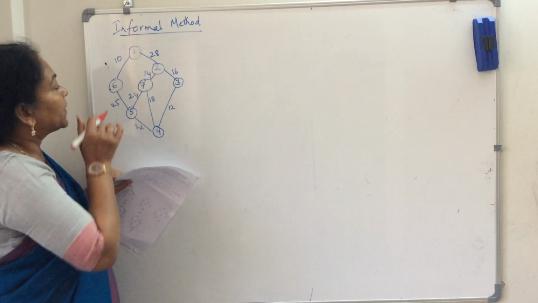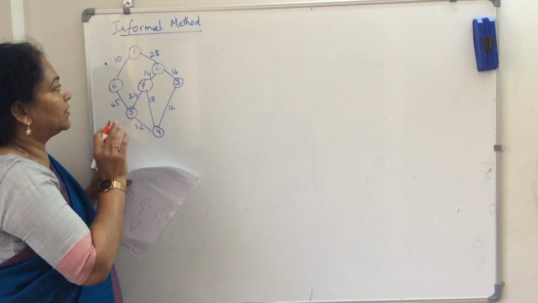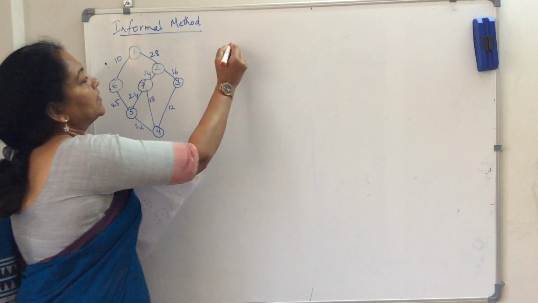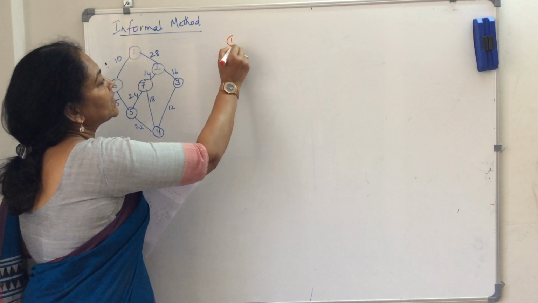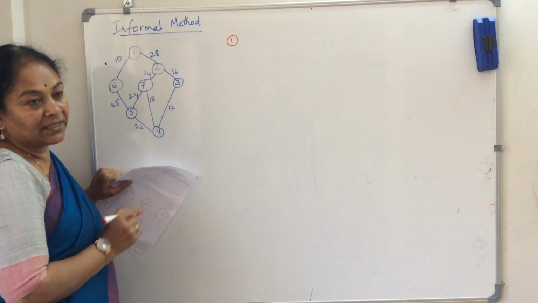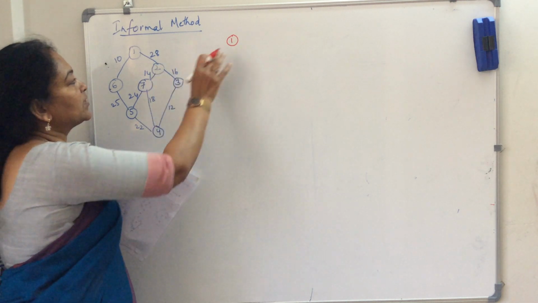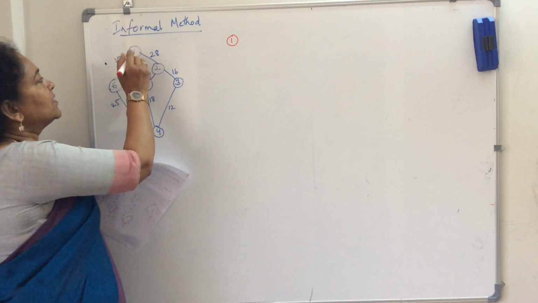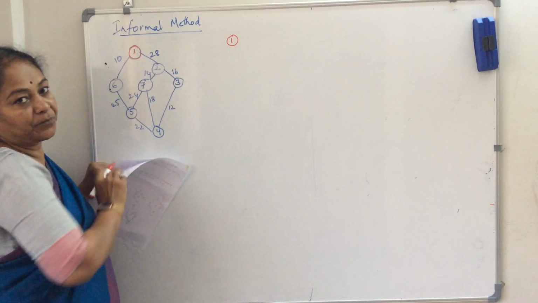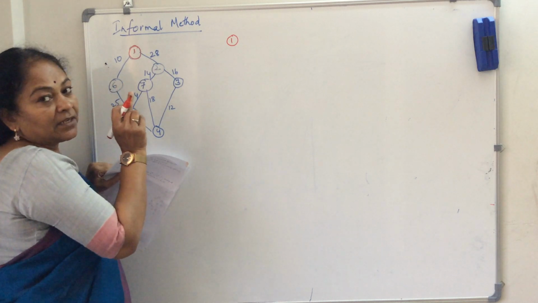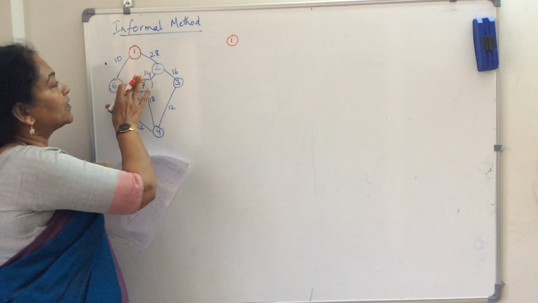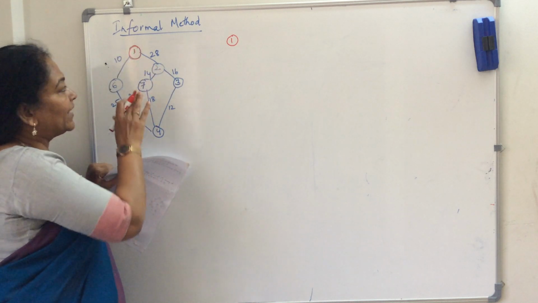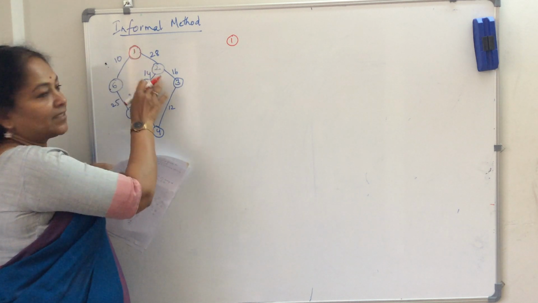Okay, so how do you apply this Prim's algorithm? Suppose that we are going to start with 1, an arbitrary vertex, anything we can take. Suppose that we are starting with 1. Now you are going to consider that this 1 has been selected. So you have to see what vertices are connected with this 1 through the edges. Okay, 2 and 6 are connected.